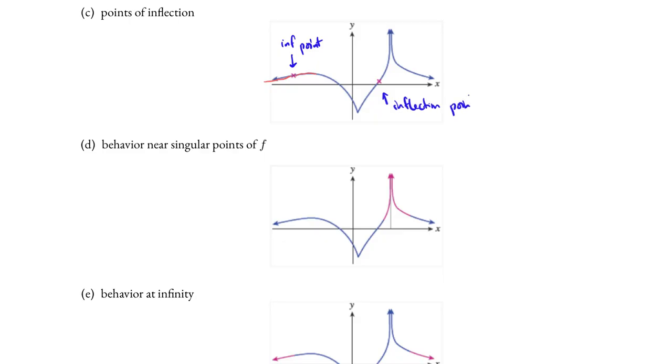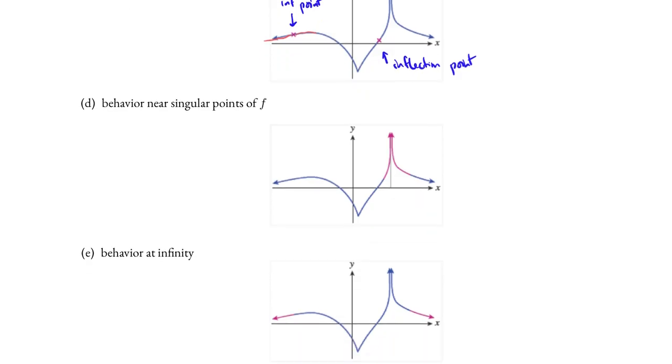It is very subtle here that the graph is concave down on the left of this red dot and then it's concave up, and that is why we have an inflection point here. This is not an inflection point because on the left hand side of it the graph is concave down, and then on the right hand side the graph is also concave down. The graph does not change its concavity at this point, so this is not an inflection point.